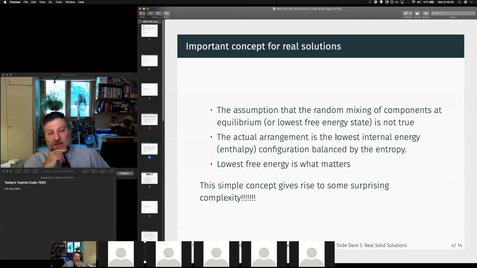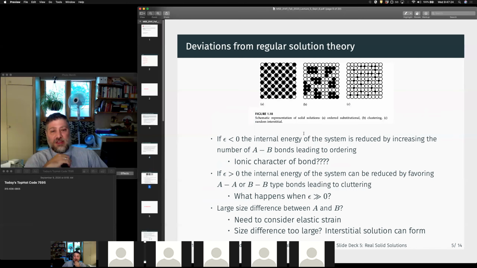We know that from thermodynamics. I'm sure you calculated the equilibrium number of vacancies in a crystal. The vacancies all have an energy penalty associated with them. It costs you energy to not have a perfect crystal. But you also have the entropy. You have a greater number of configurations in a defected crystal than in a perfect crystal. So overall, the lowest free energy is what matters. And this gives rise to some really surprising complexity.